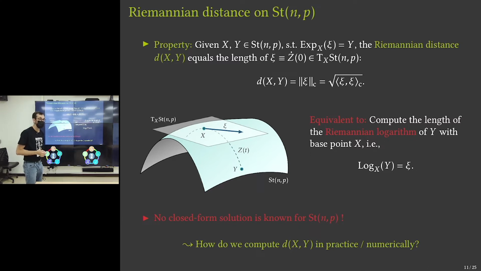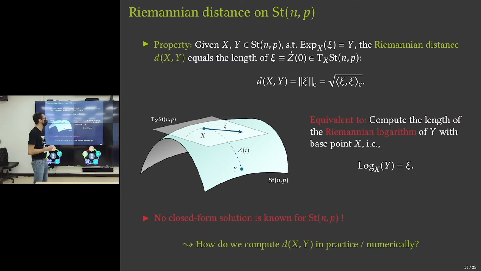Yes? For the log map, I don't think it's defined for any x, y. So why should that be the total constraint? Yeah, exactly. For existence and also uniqueness, mostly for uniqueness, sorry, locally it is unique. Locally we have a diffeomorphism between the tangent space and the manifold, but globally it's not unique.